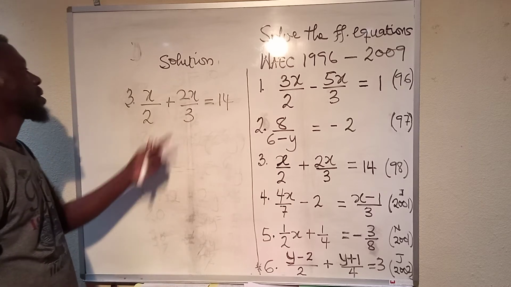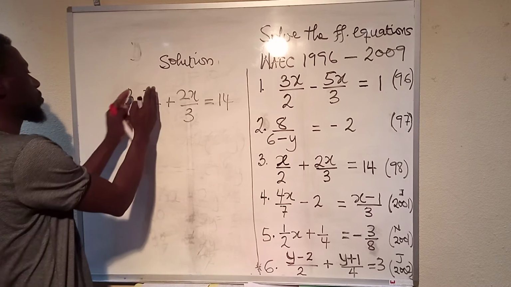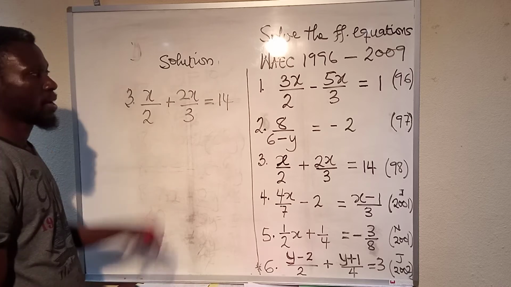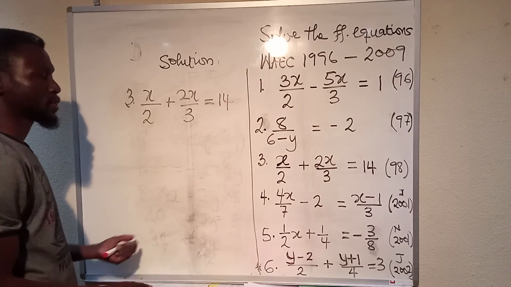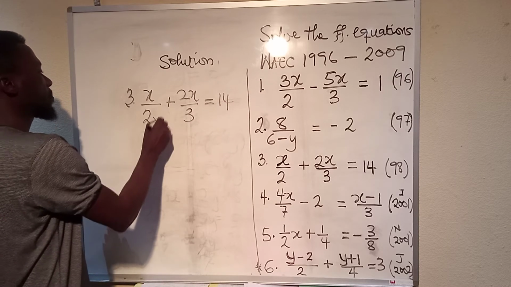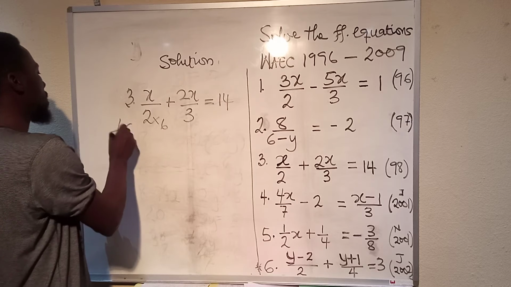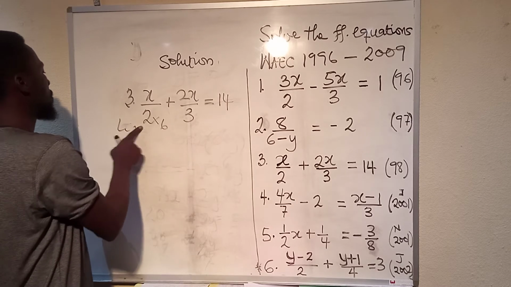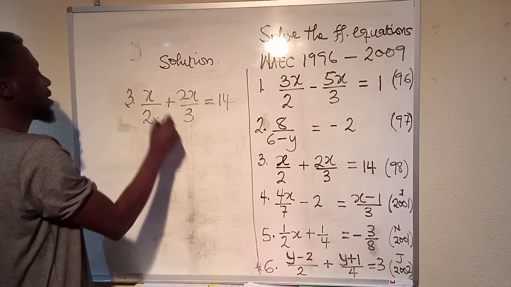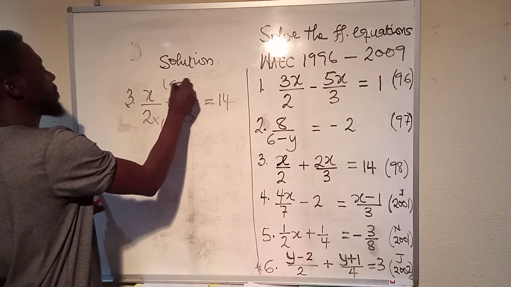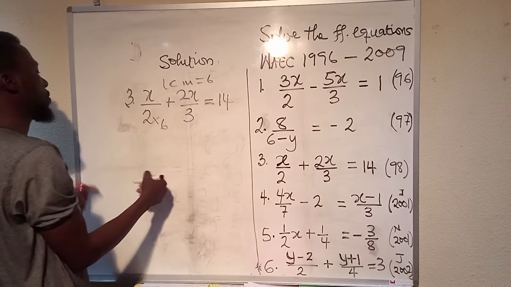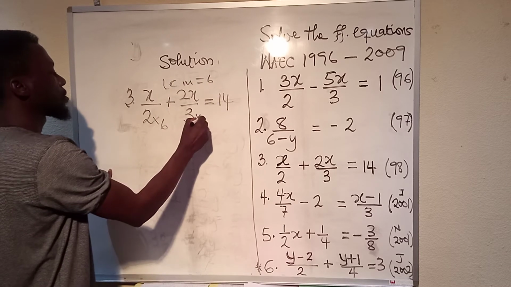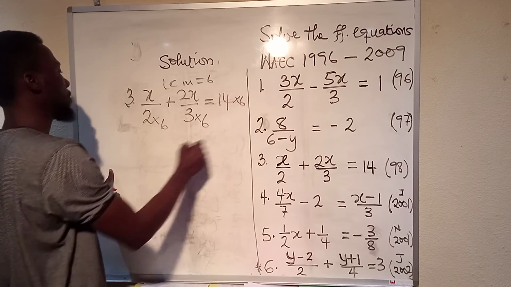What are we going to do here? The LCM of 2 and 3 is 6. So parts 1, 2, 3 are just like the first one that we solved. So we multiply here by 6, the LCM. So LCM is equal to 6. We can just write it here. Wherever we write it doesn't matter. So we multiply here by 6. We multiply here by 6.